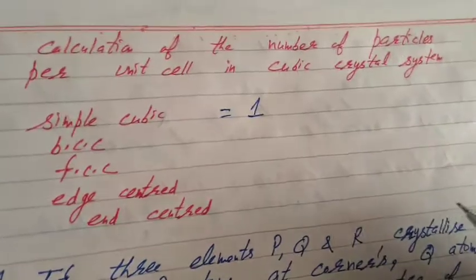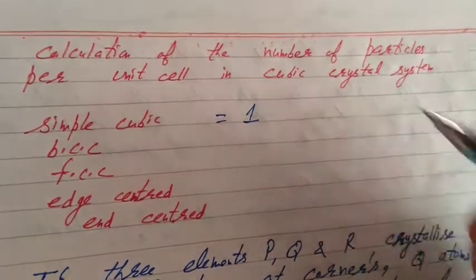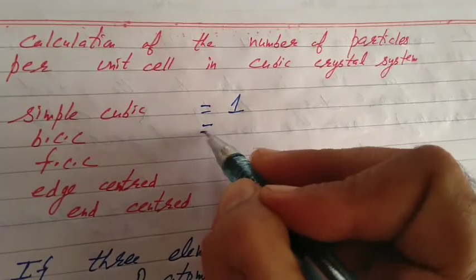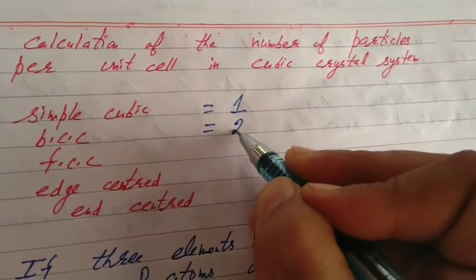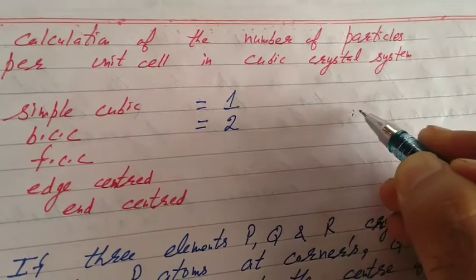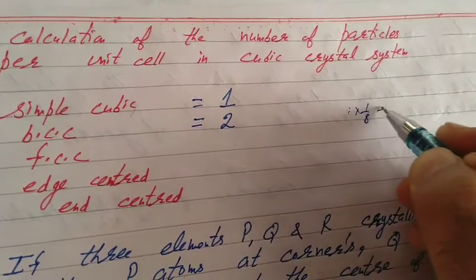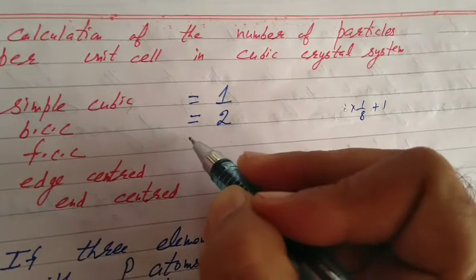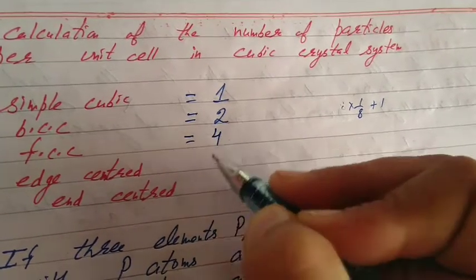Simple cubic contains particles only at corners: 8 into 1 by 8, which gives 1. In BCC, particles per unit cell is 2. There are 8 at corners, contribution 1 by 8, plus 1 at the center. 1 plus 1 is 2.